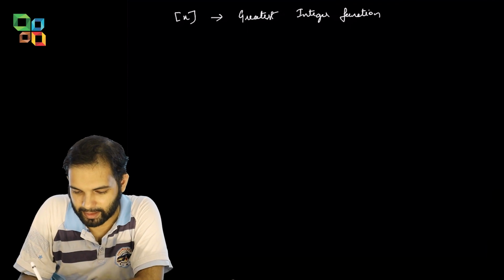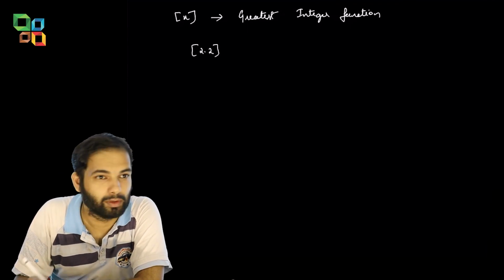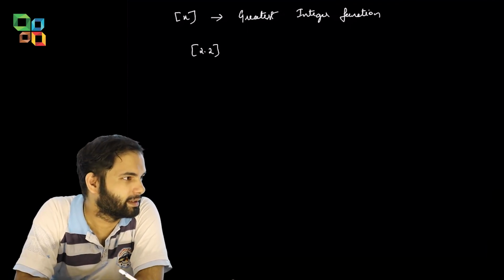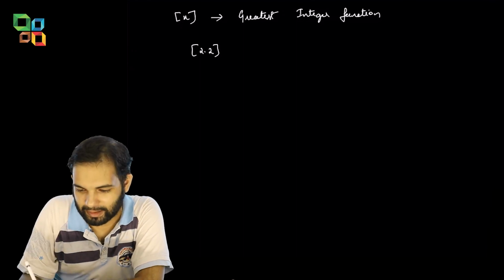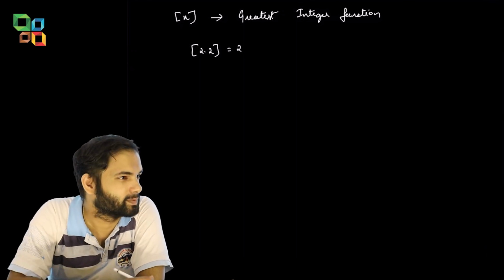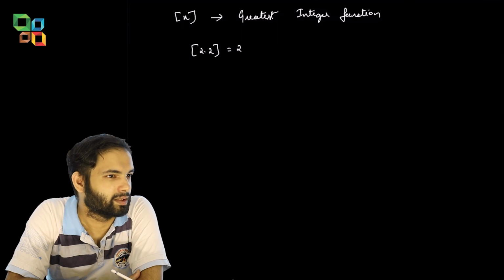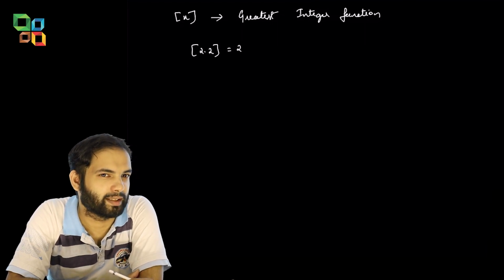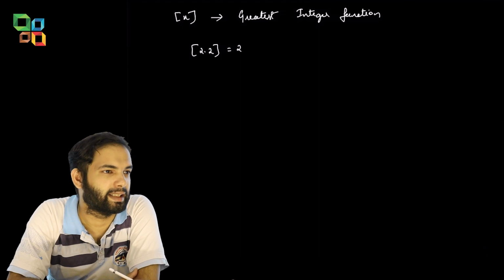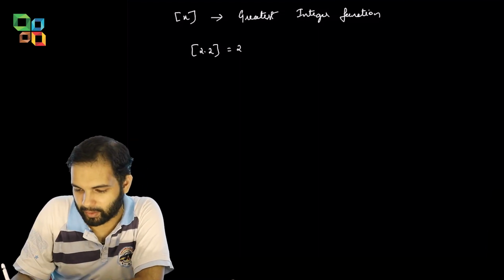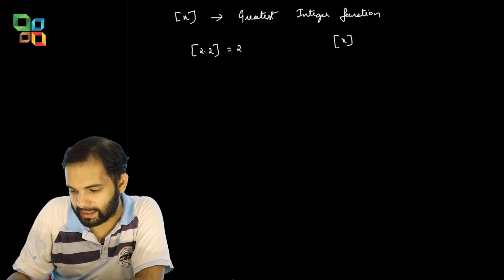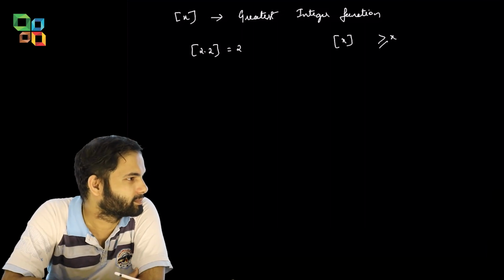Okay, let's try. 2.2. 3 or 2? Okay, we are just guessing right now. Anyways, this is actually equal to 2. So the definition is the greatest integer less than that number. Is it clear? Whatever x is given, the greatest integer less than x, you can have equal to also if you require.